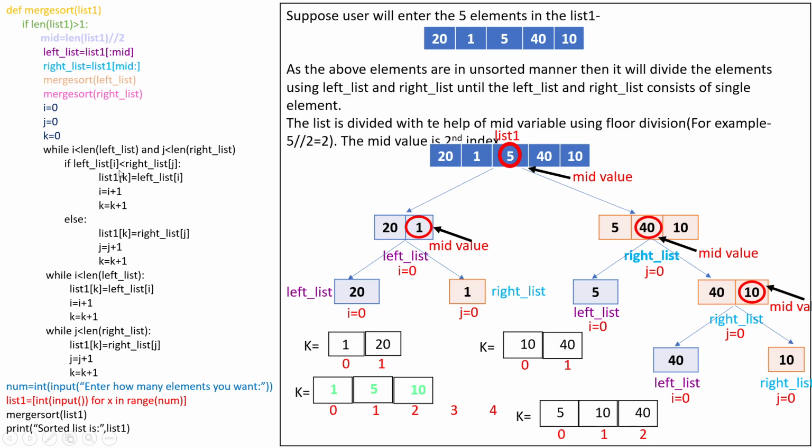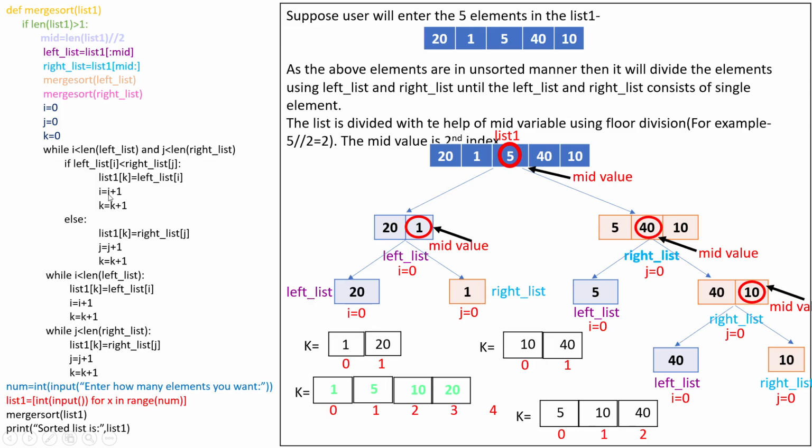If left list of i, meaning 20, less than right list of j, which is now 2. Is 20 less than 40? Yes, obviously it is true. So it will go in the next line, list 1 of k, which is already incremented to 3. So at the third position of list 1 of k will be placed the left list of i, meaning left list of 1, that is 20. So 20 will be placed in the kth position, that is the third position.